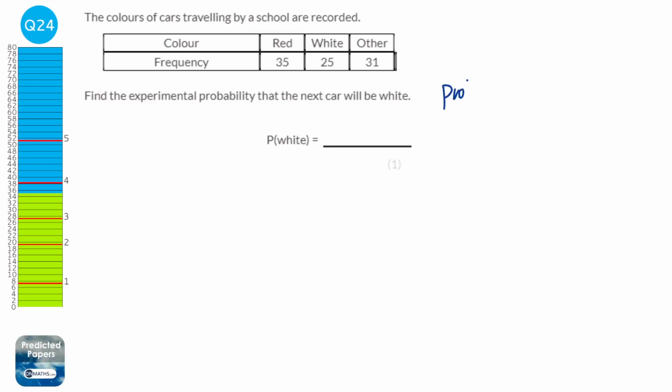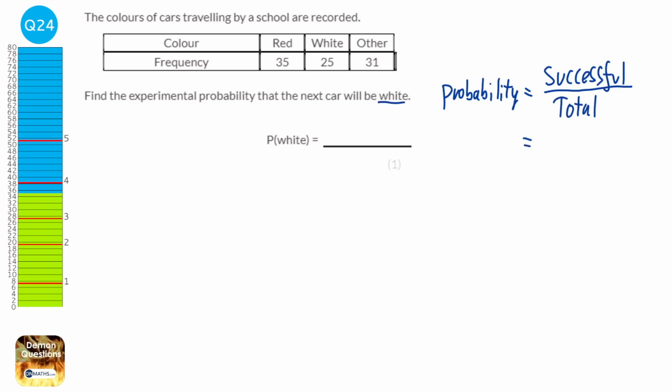The experimental probability is the successful outcomes divided by the total number of outcomes. So we're looking for the probability that it's white, so it's going to be 25 over, and we're just going to do 35 plus 25 plus 31, which is 91, and that's our probability, 25 over 91. Be careful when it's a total, you must include all of the outcomes, so red, white, and other.